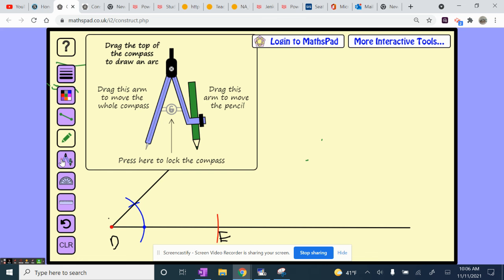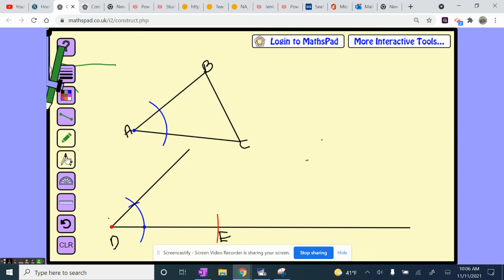Okay, what if I did this? Question mark. Click the question mark. Click the pen. Now drag the pen. Drag the black part. Hover over the black part of the compass.